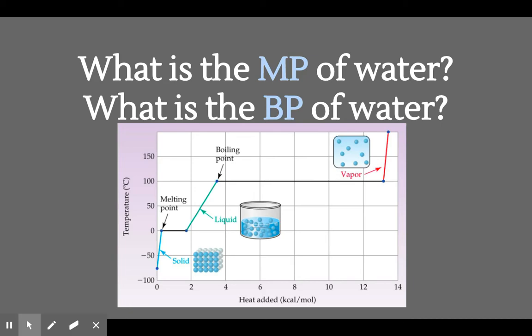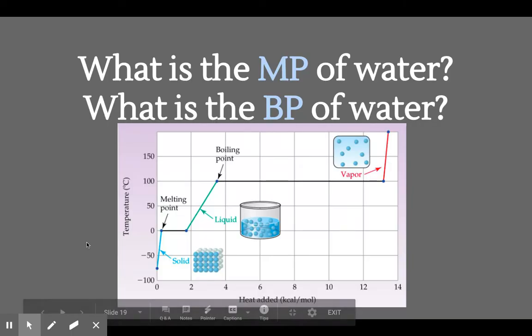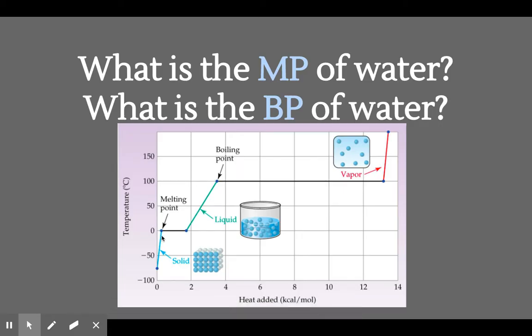So we take a look at this graph. This is the heating curve of water. What is the melting point of water? What is the boiling point of water? If we take a look here, the melting point of water is 0 degrees Celsius. This is the point where solid water starts the transition into liquid water. And you can see that this is a plateau on this line, a flat line. It takes some time for all of that ice to melt, and during this time, there is no increase in temperature.